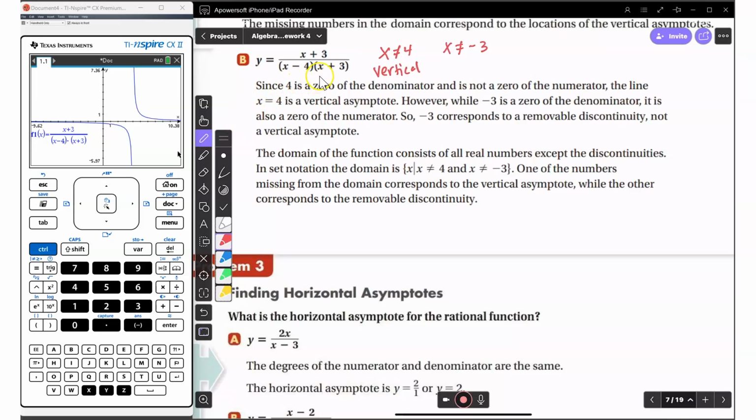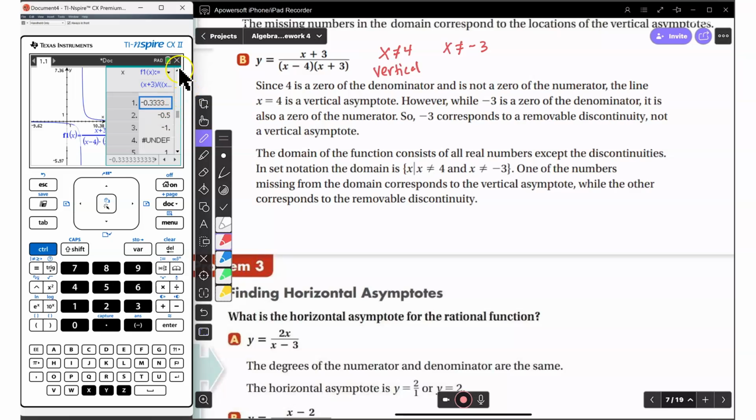Now you might be wondering, why don't we have a vertical asymptote at negative 3? Well, here's the thing. If you notice, x plus 3 divided by x plus 3 is actually 1 when we simplify this. But if we look at our table and we go to negative 3, we know that at x equals negative 3, it's undefined. This is called the removable discontinuity.